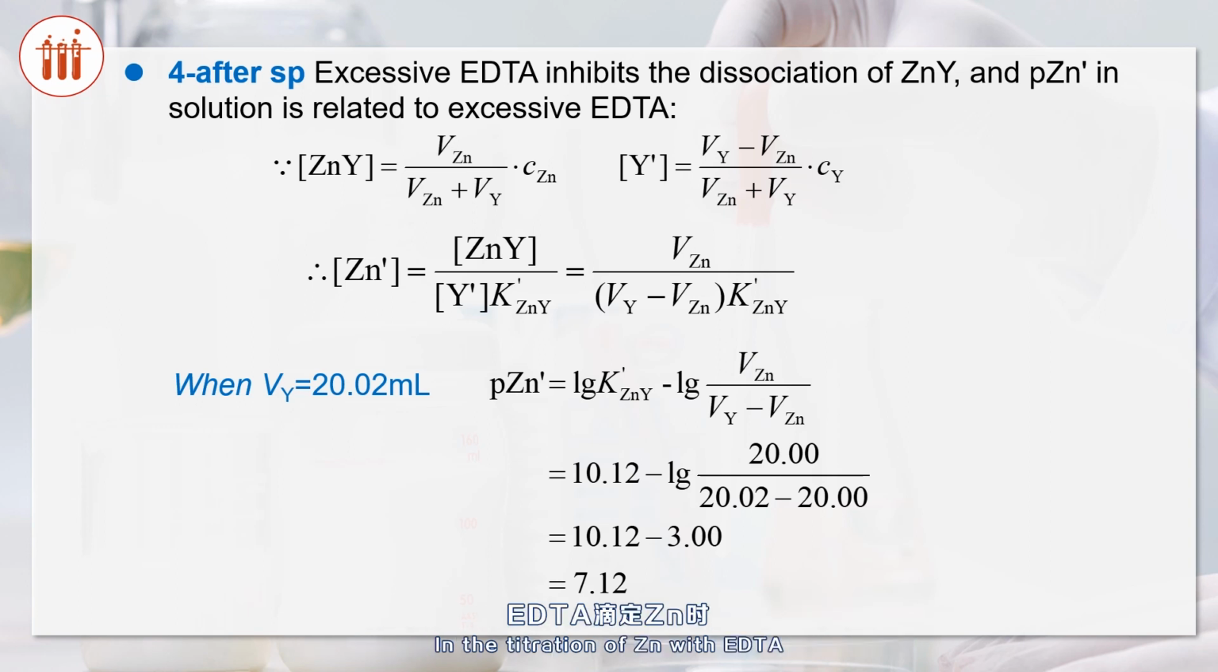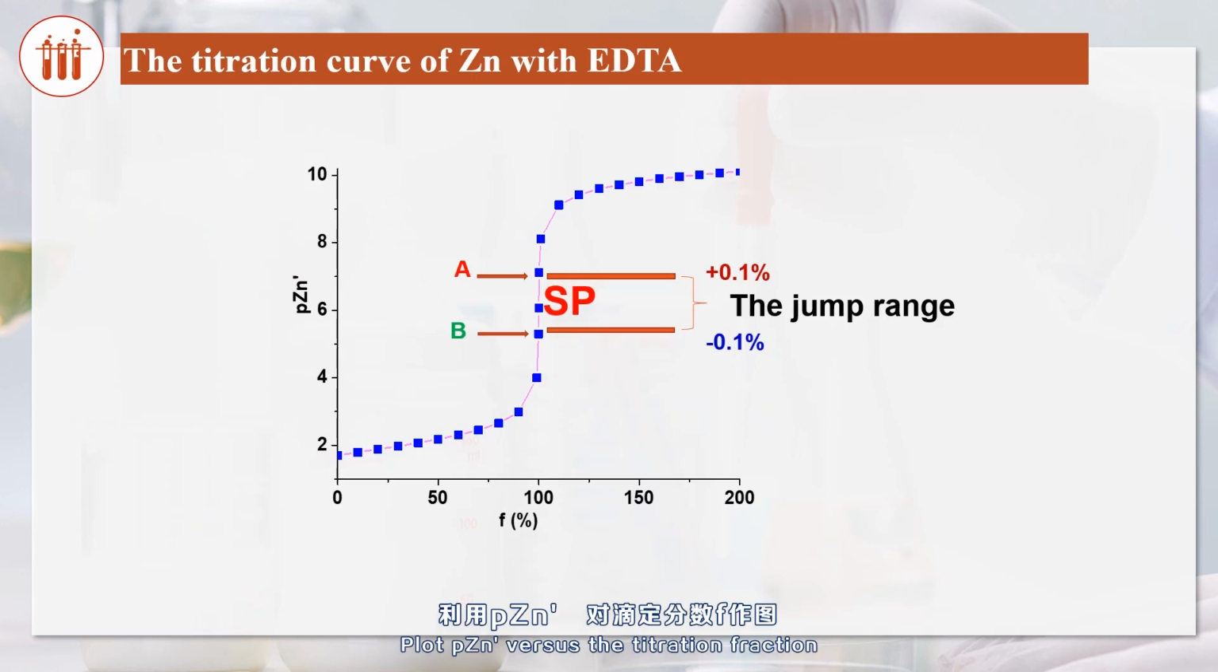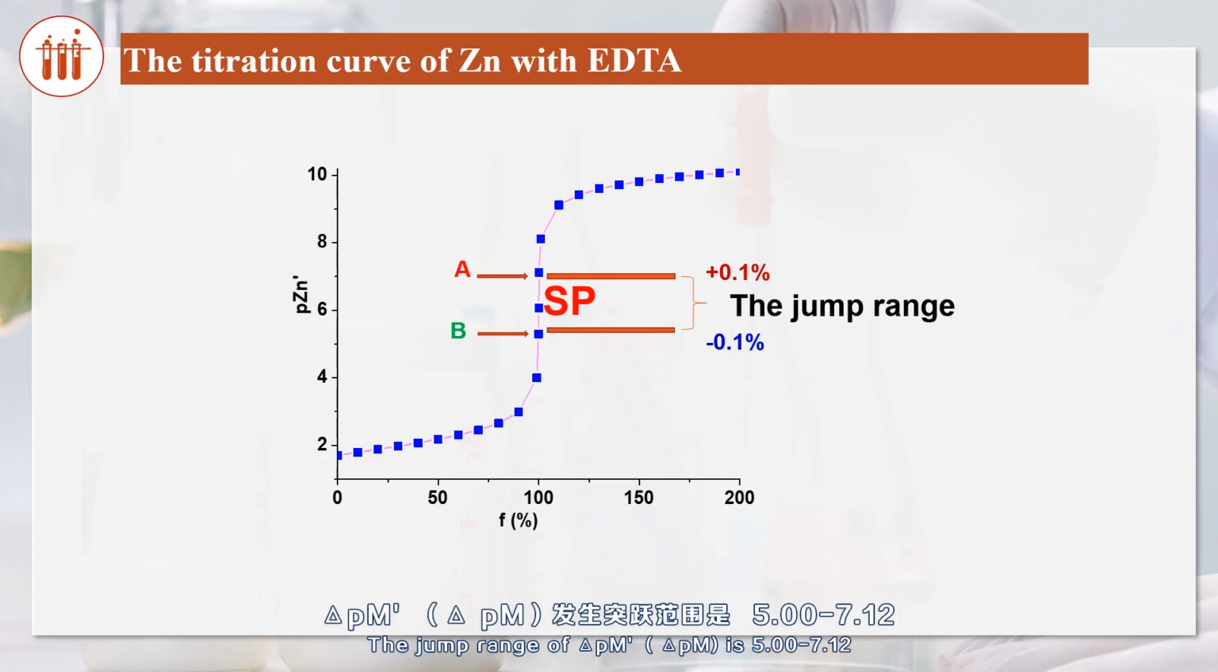In the titration of zinc with EDTA, the change of pZn prime with added EDTA volume is listed in the table below. Plotting pZn prime versus the titration fraction, the titration curve of zinc is obtained. Before and after the SP, the relative error of the volume is within the range of plus or minus 0.01%. The jump range of delta pM prime is 5 to 7.12.